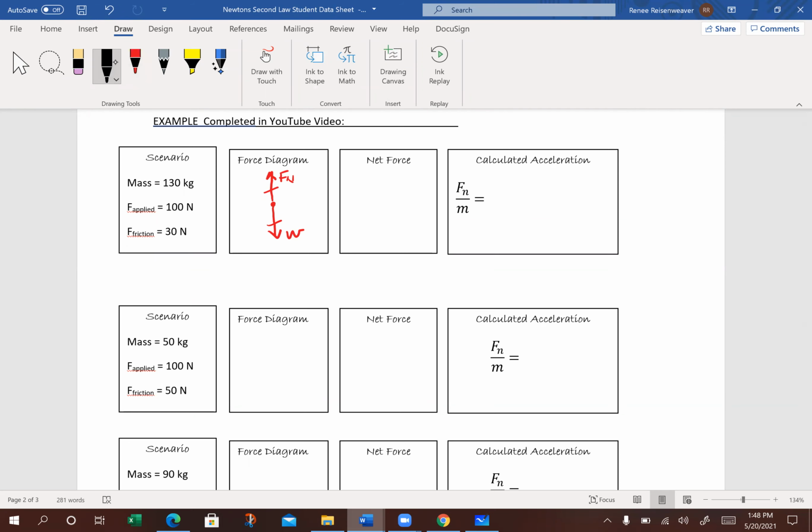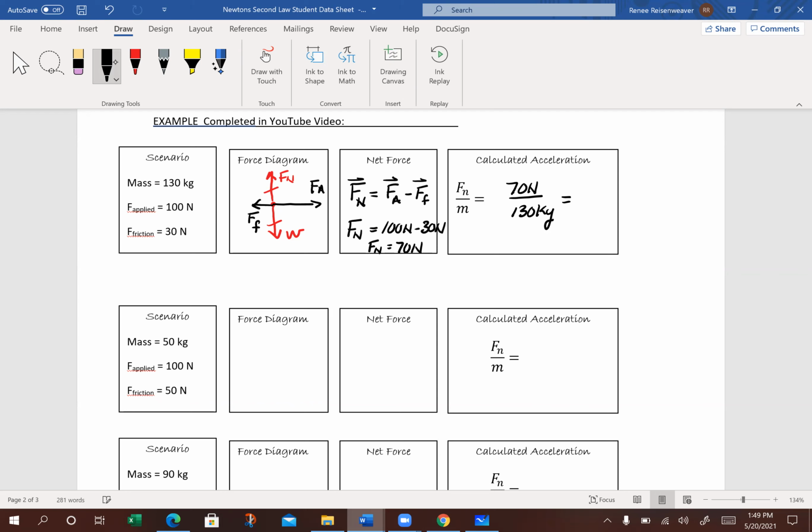As I write this in, I would then show I have an applied force in this direction that is more than my frictional force in the opposite direction. My net force is going to be my force applied minus my force of friction, because they're in opposite directions. So my net force is equal to the 100 newtons minus the 30 newtons, or my net force is equal to 70 newtons. So my calculated acceleration would be 70 newtons divided by 130 kilograms.